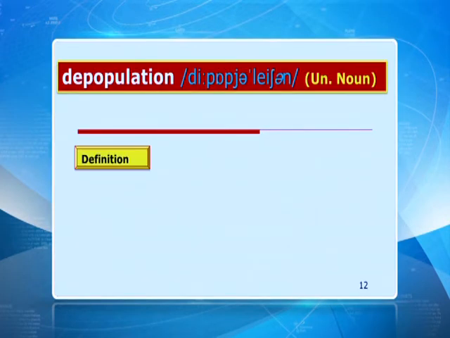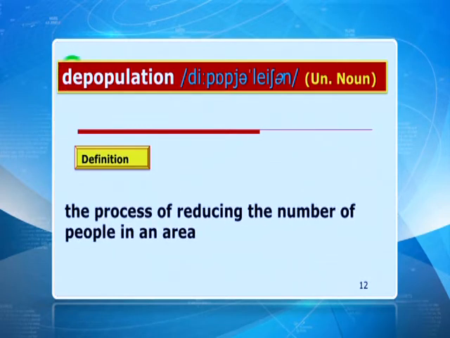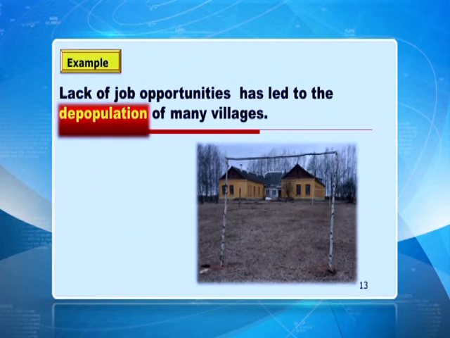The following word is depopulation, and as you can see here, we have this prefix de, which means lack of or the opposite. Depopulation means the process of reducing the number of people in an area. Now, to illustrate this more, let's have a look at the following example. Lack of job opportunities has led to the depopulation of many villages. This means that many villages have become empty.